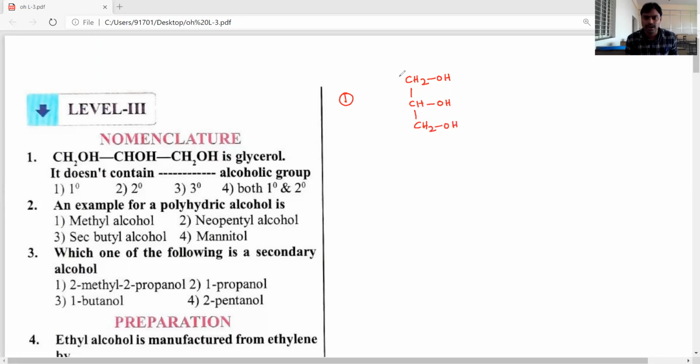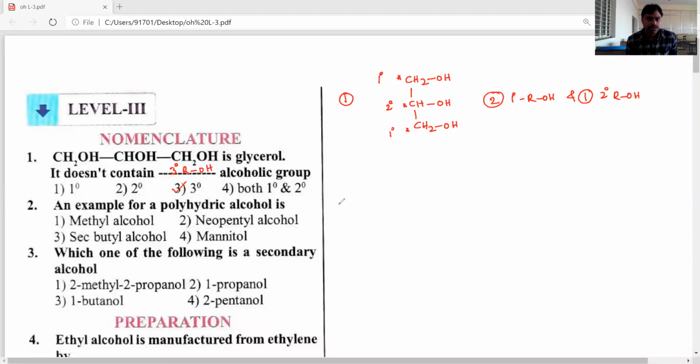So this glycerol contains what type of alcohols? The OH group attached to a primary carbon is called a primary alcohol. And this OH group is attached to a secondary carbon. So it contains two primary alcohols and one secondary alcohol. It does not contain a tertiary alcohol. Okay, students, so the answer is the third option.